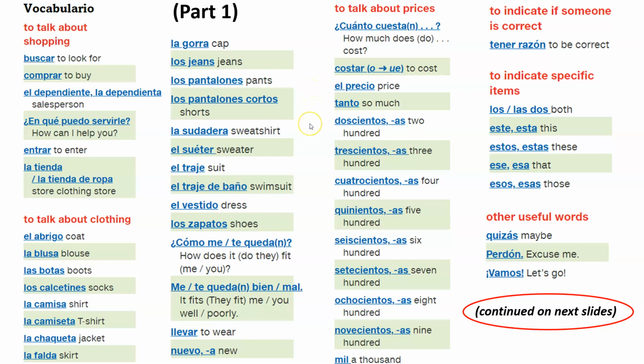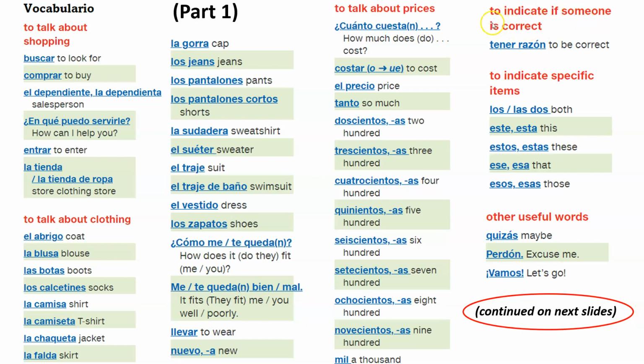Tanto, 200, 300, 400, 500, 600, 700, 800, 900, 1000.